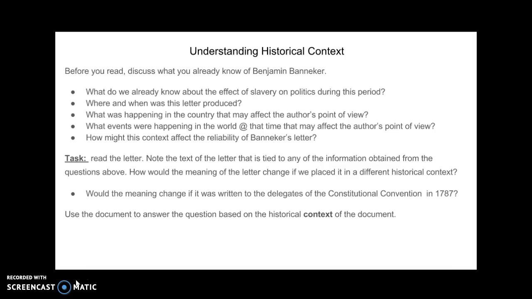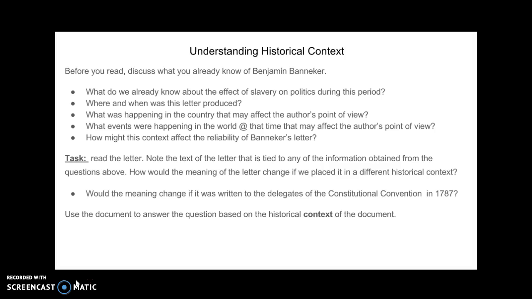What do we already know about the effect of slavery on politics during this period? Where and when was this letter produced? What was happening in the country that may affect the author's point of view? What events were happening in the world at the time that may affect the author's point of view? How might this context affect the reliability of Banneker's letter? Next, you should read the letter from Banneker to Jefferson. Note the text of the letter that is tied to any of the information obtained from the questions above.